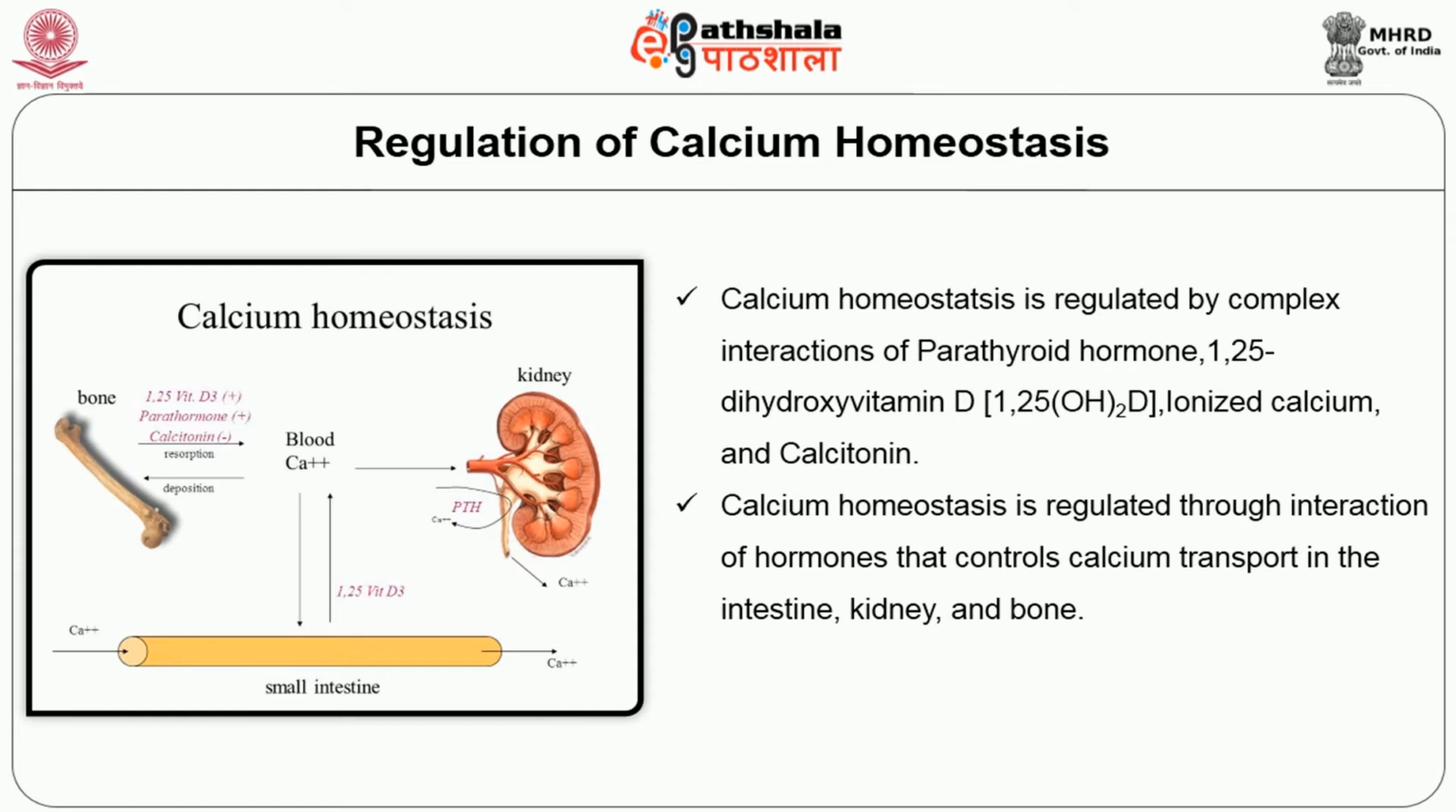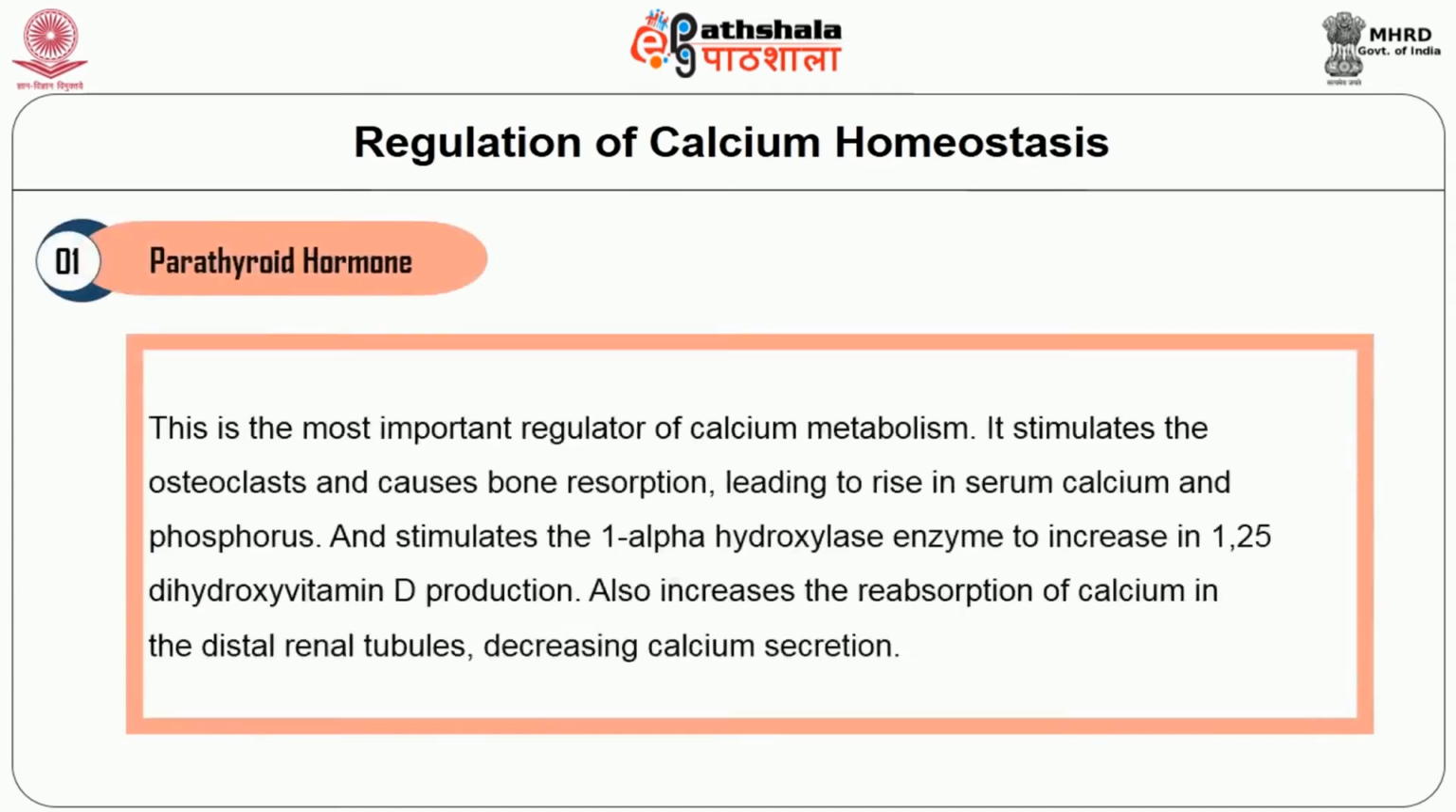Calcium homeostasis is regulated through interaction of these hormones that control calcium and transport to the intestine, kidney and bone. Let us understand the hormones one by one. PTH, or parathyroid hormone, is the most important regulator of calcium metabolism.